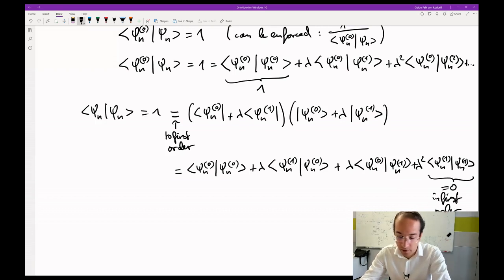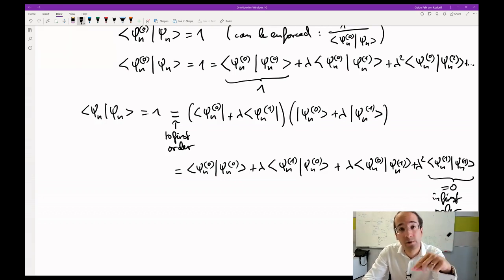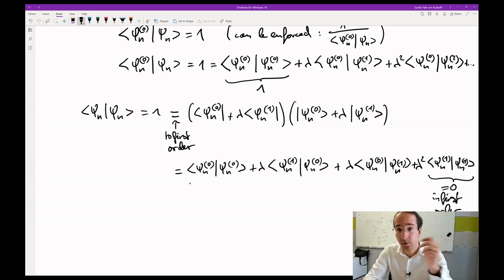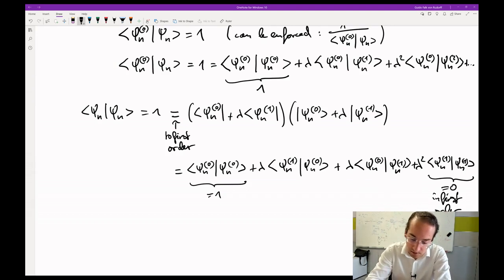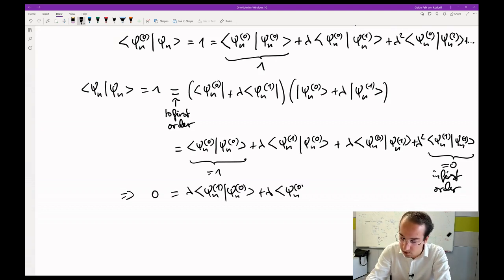That leaves us with 3 terms, for the first of which we already know it is 1. We know this because this is one of our reference solutions, and they have been obtained following their normalization procedure. So this we know is 1. That leaves us with 2 other terms. So this means we can subtract this one from the one that we had before, so 0 is lambda psi n1 psi n naught plus psi n naught psi n1.